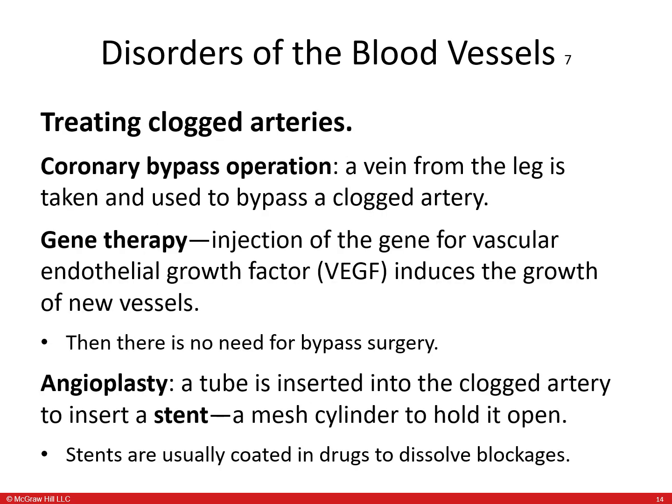How do you treat clogged arteries? You can have a coronary bypass operation, in which a vein from the leg is taken and used to bypass a clogged artery. Or you can do gene therapy, which is an injection of a gene for vascular endothelial growth factor, VEGF, and that induces the growth of new vessels. If you do that, there's no need for bypass surgery. Or you can do angioplasty, where a tube is inserted into the clogged artery. A stent, which is a mesh cylinder, is inserted to hold it open. Stents are usually coated with drugs to dissolve the blockage. So these are three different treatments for clogged arteries.